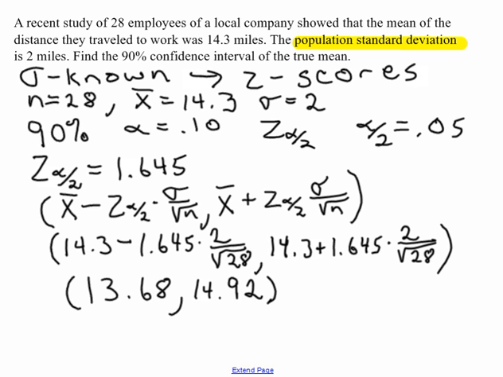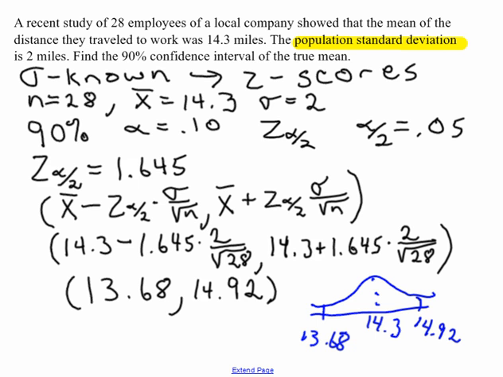What it's trying to tell you is, in our normal curve here, with our 14.3 being the center of our confidence interval, well, over here on the ends are 13.68 and 14.92. A pretty good guess, 90%, that your actual mean is in that region. This is where we think mu is. A 90% confidence where the mean is. So that's the setup for this.